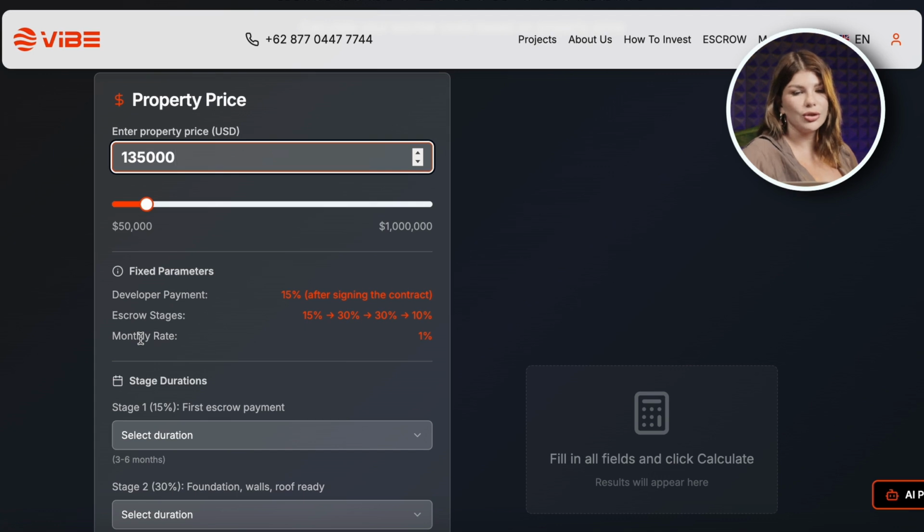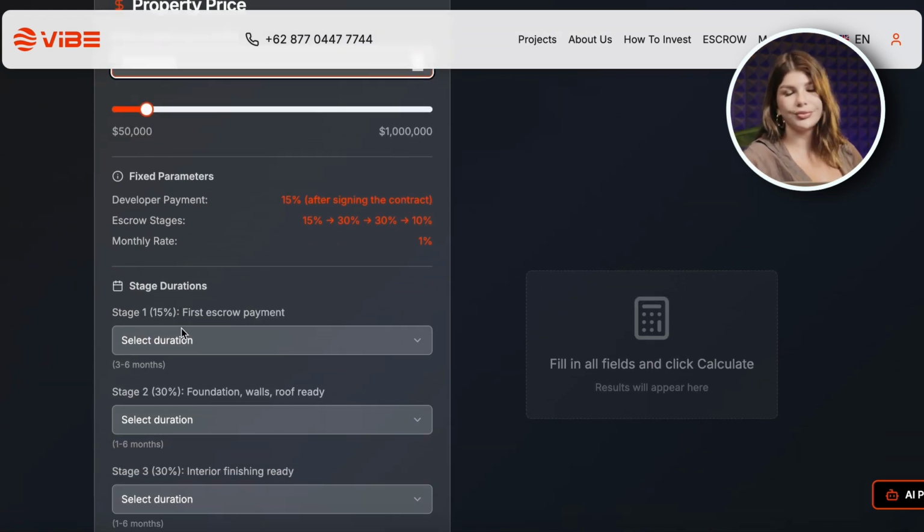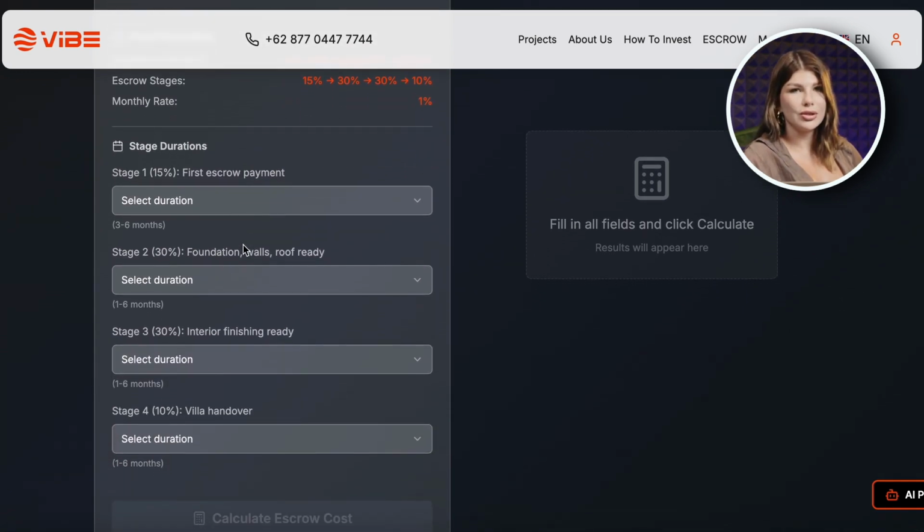In order to make the calculation, we need to know two numbers: the price of the property itself and also the duration of the construction phases, and in general, the total construction period for the entire complex. In this case, the completion is scheduled for the second quarter of 2027. Accordingly, we still have 18 months left to complete the construction of this project.